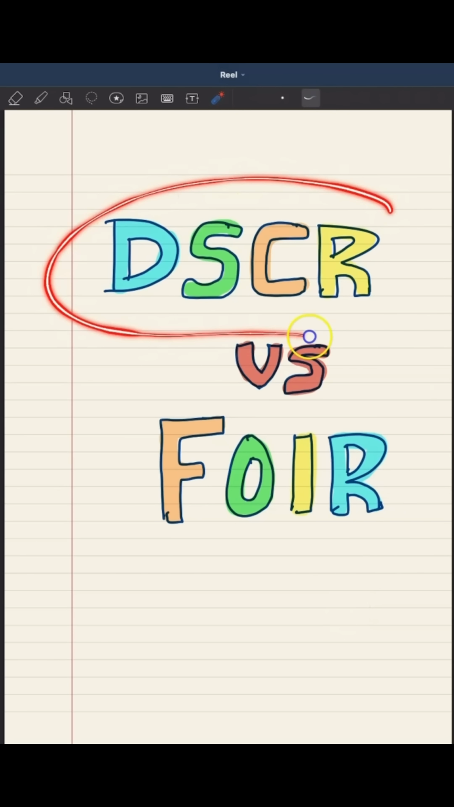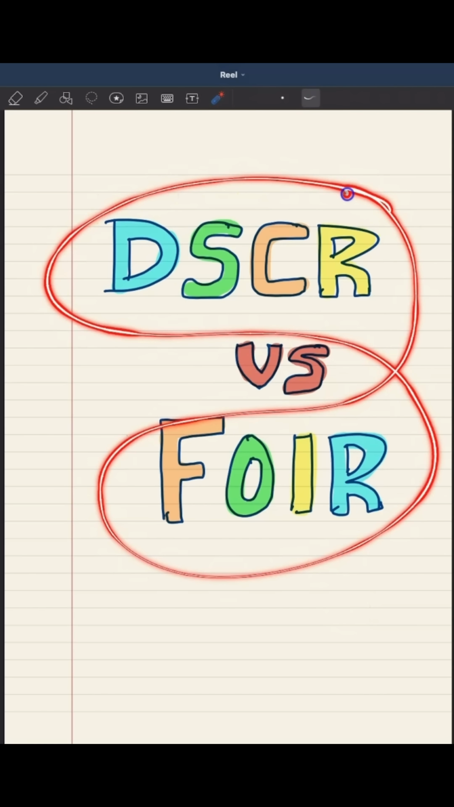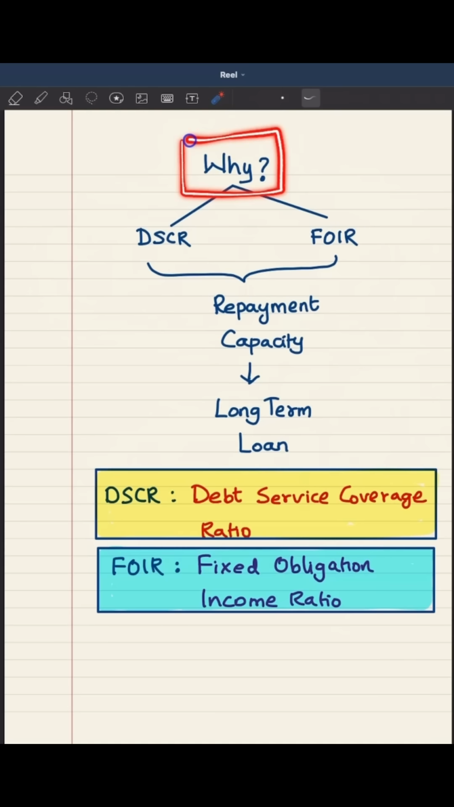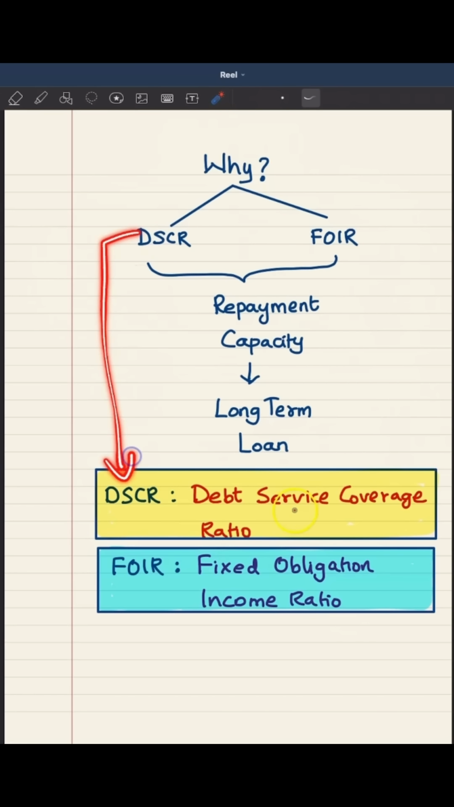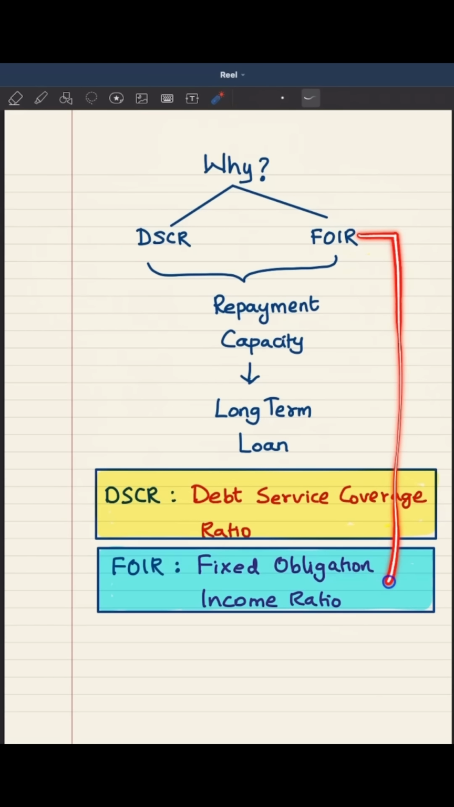Let's understand the difference between DSCR and FOIR. At first, let us understand why these ratios are calculated. Both ratios are calculated to measure the repayment capacity of the borrower when they approach for a long-term loan. Here, DSCR stands for debt service coverage ratio and FOIR stands for fixed obligation income ratio.